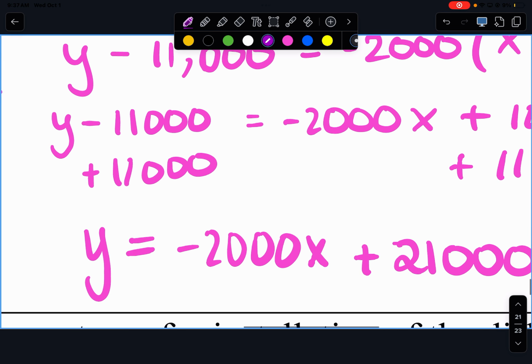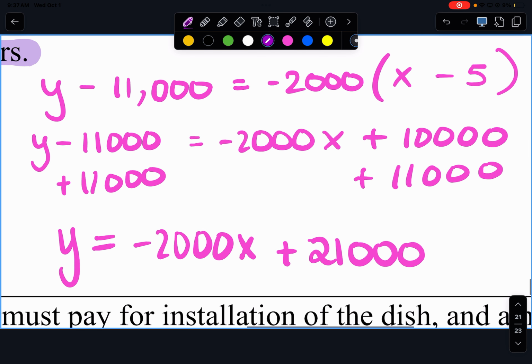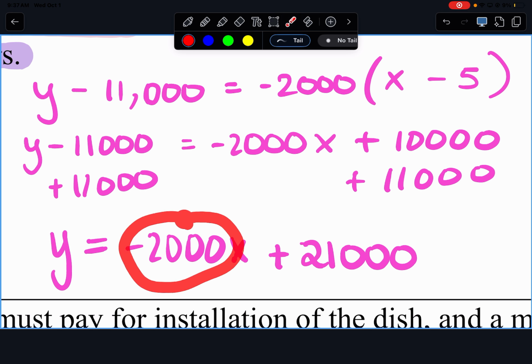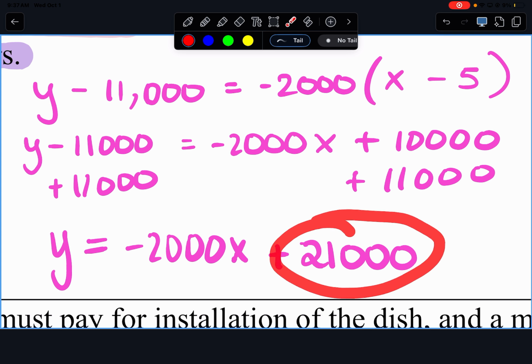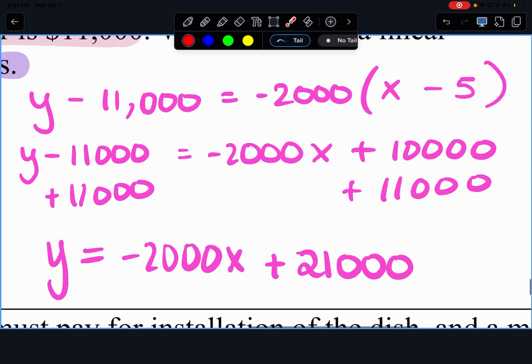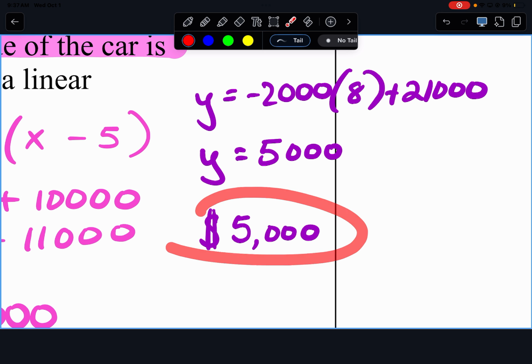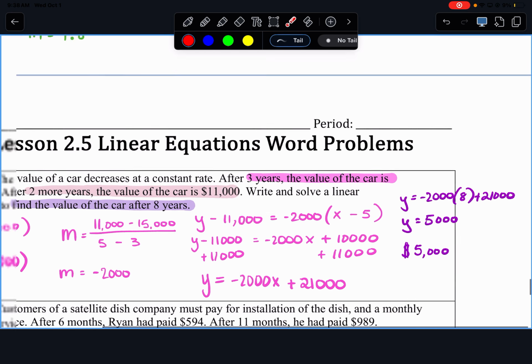Oh, okay. So then you plug in to set up our point slope. And we get y equals negative 2,000x plus 21,000. Real fast. What does this right here represent? How much it depreciates. What does this represent? The original car value. All right, then we take and we plug in 8 to get $5,000. What? You're going too fast. Can you go back? Please.